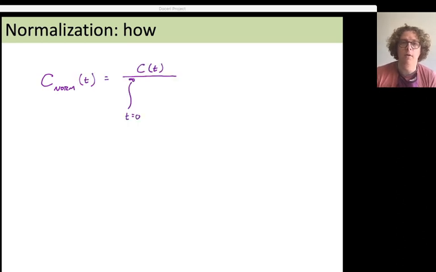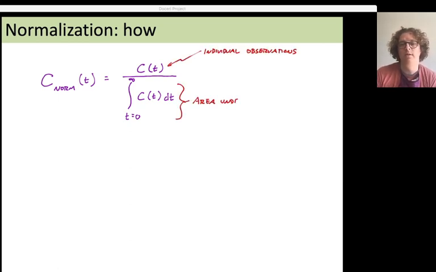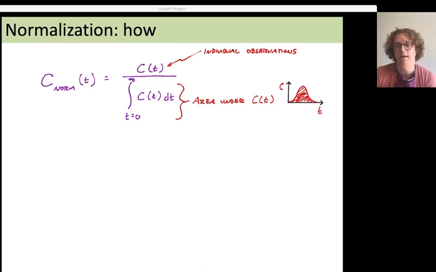So to calculate our normalized concentration, we're going to take each concentration that we observed up in the numerator, and we're going to divide it by the area under the curve. So up in the numerator will be each individual observation, and down in the denominator will be the area underneath your observational curve. Right? And so what you're doing is asking, for this concentration, what fraction of the total signal does it happen to represent? And that area underneath the curve you might envision like this area underneath the concentration time series that was on the top of the previous slide.